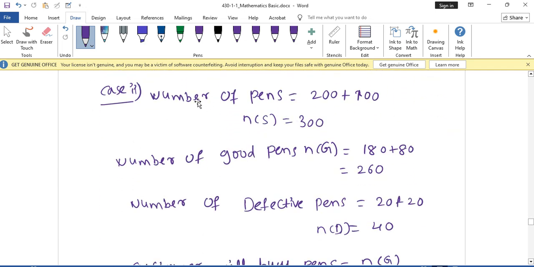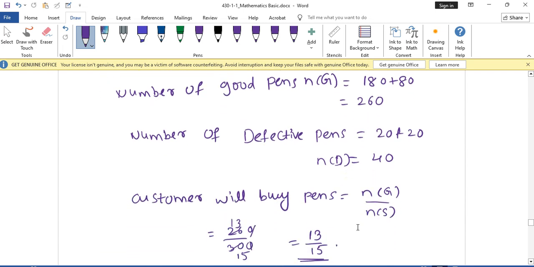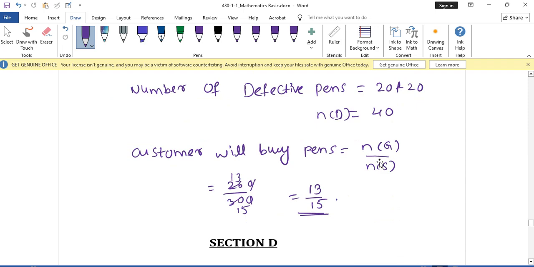In the second situation, the number of pens is 200 plus 100, which is 300. The number of good pens is 260. The number of defective pens is 40. So the probability that the customer will buy is the number of good pens divided by the number of pens in the sample space. That is 260 by 300, the zeros cancel, 2 13s are 26, 2 15s are 30. So the probability that the customer will buy the pen is 13 by 15, which is the final answer.